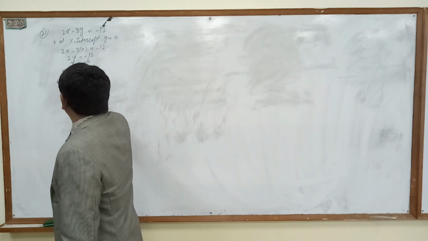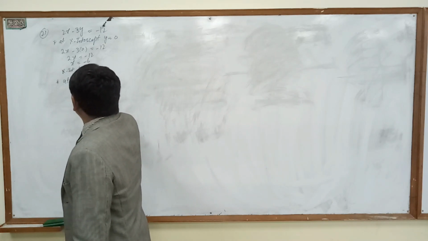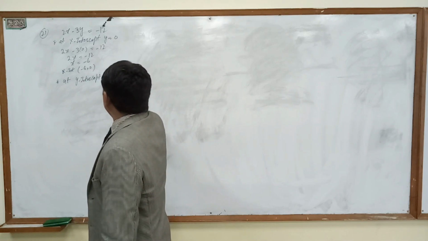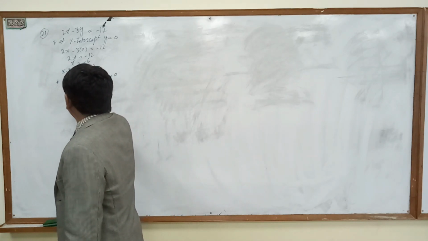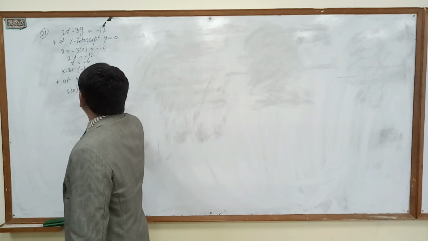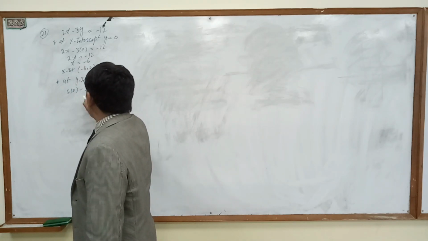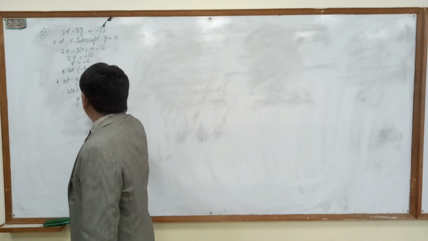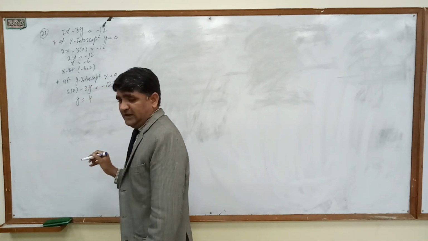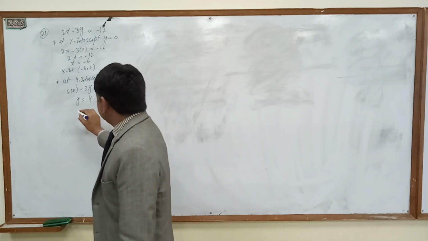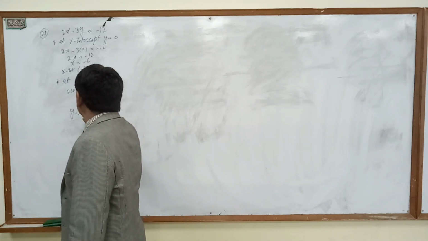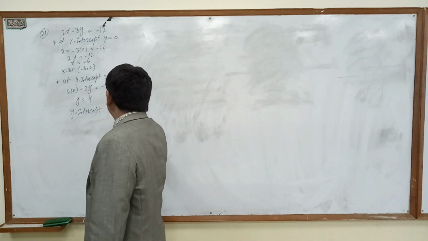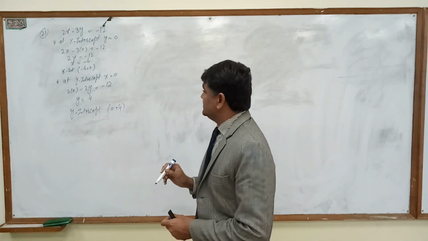At y-intercept, x is equal to 0. 2 into 0 minus 3y is equal to minus 12. So y is equal to plus 4. So the y-intercept is 0 and 4.